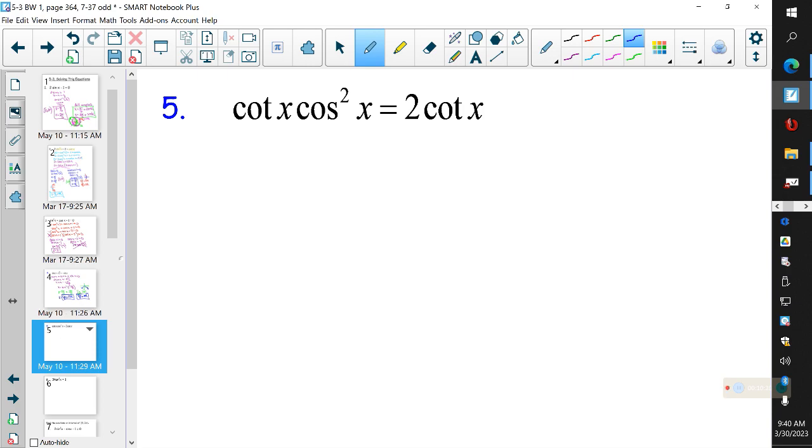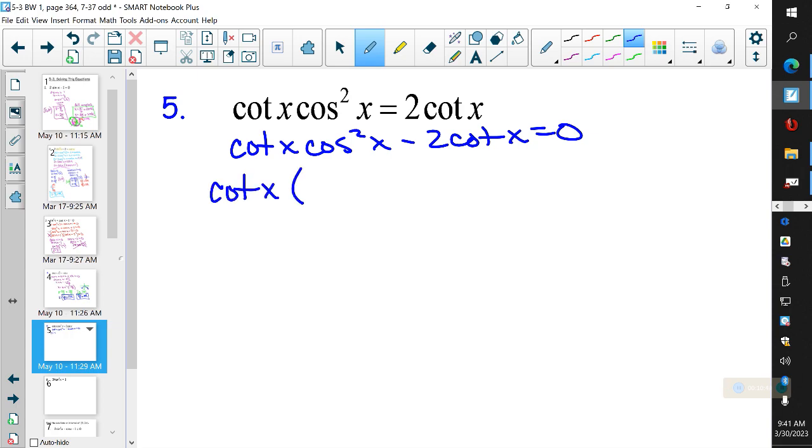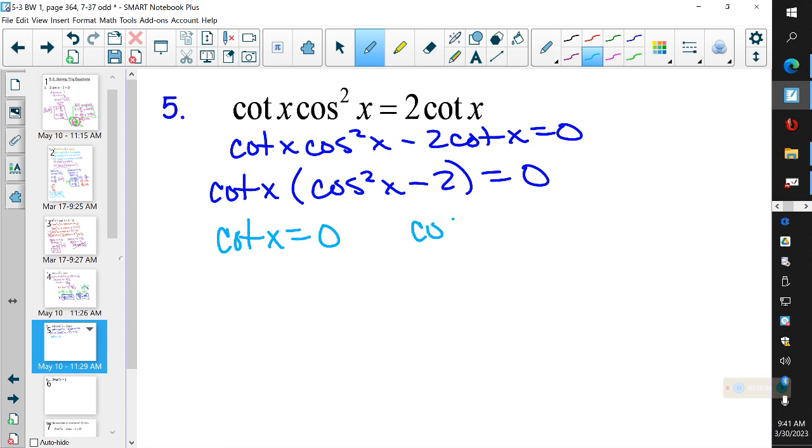Number 5, I'm going to set this thing equal to 0. So I have the cotangent of x times the cosine squared of x minus 2 cotangent of x is equal to 0. So you need to find your GCF and go fish. So if I pull out a cotangent of x, what remains is a cosine squared of x minus a 2 is equal to 0. So we're going to go from there. We're going to set each GCF equal to 0 and each parenthesis equal to 0.